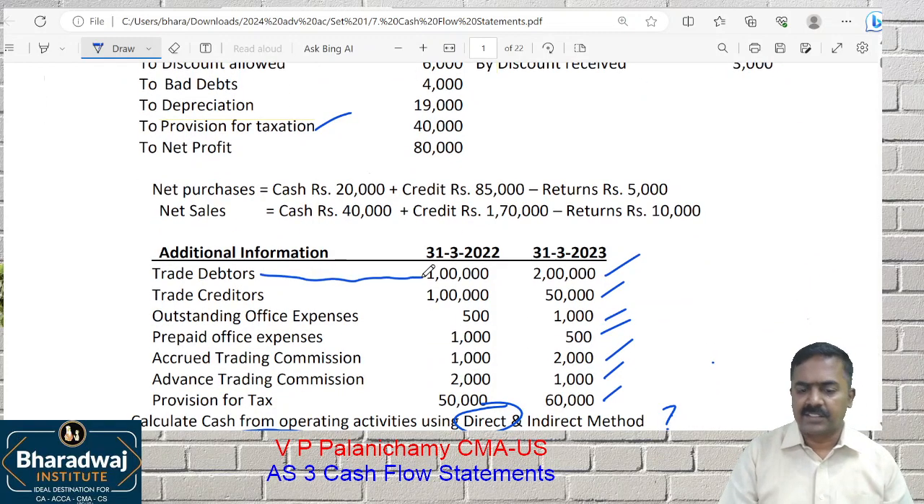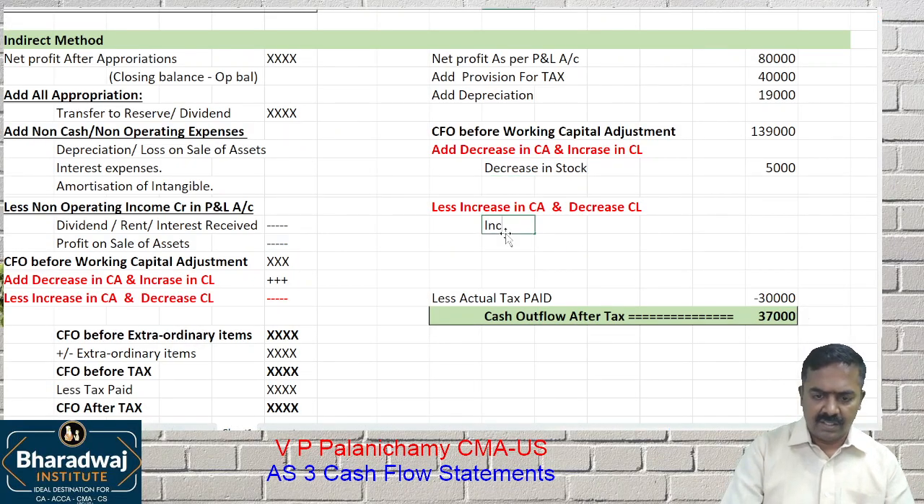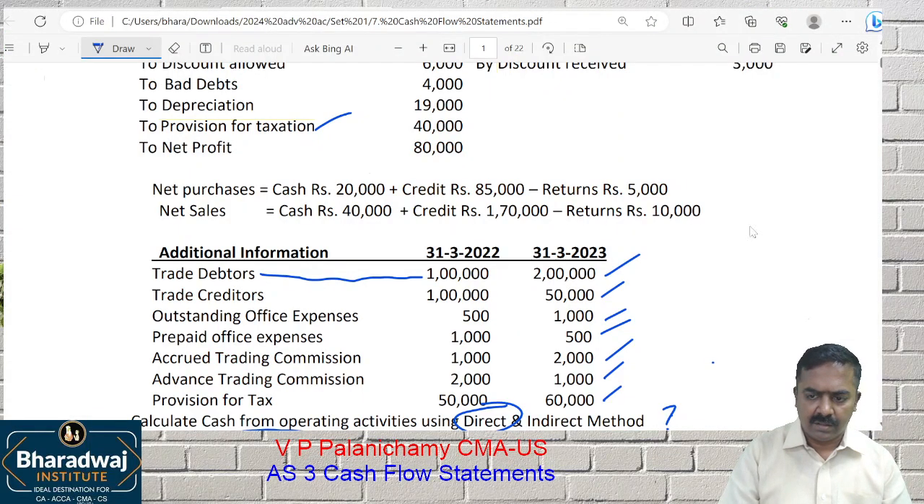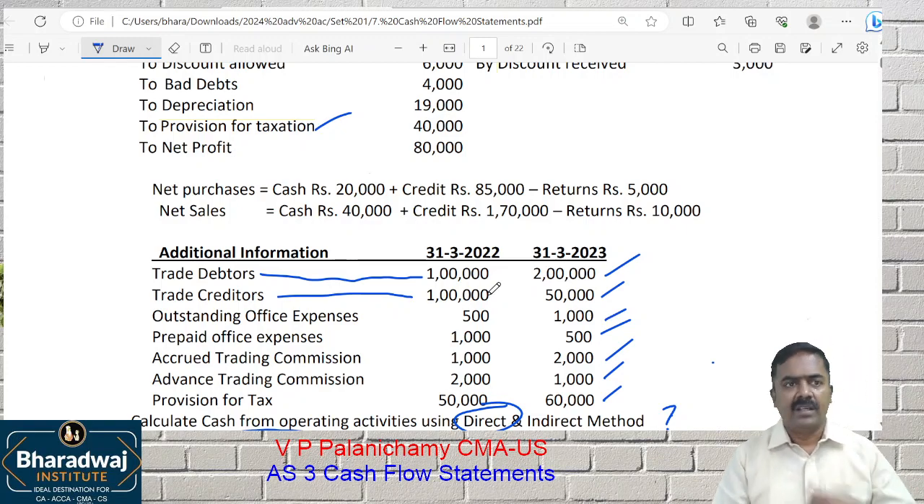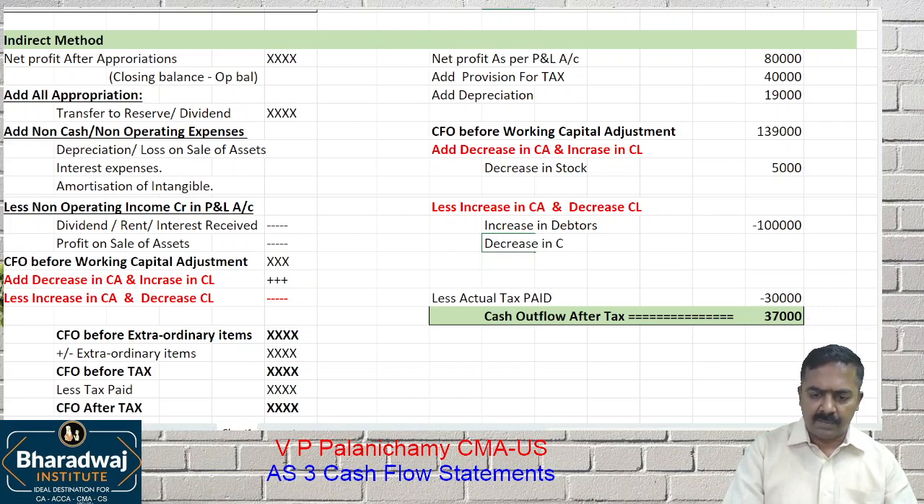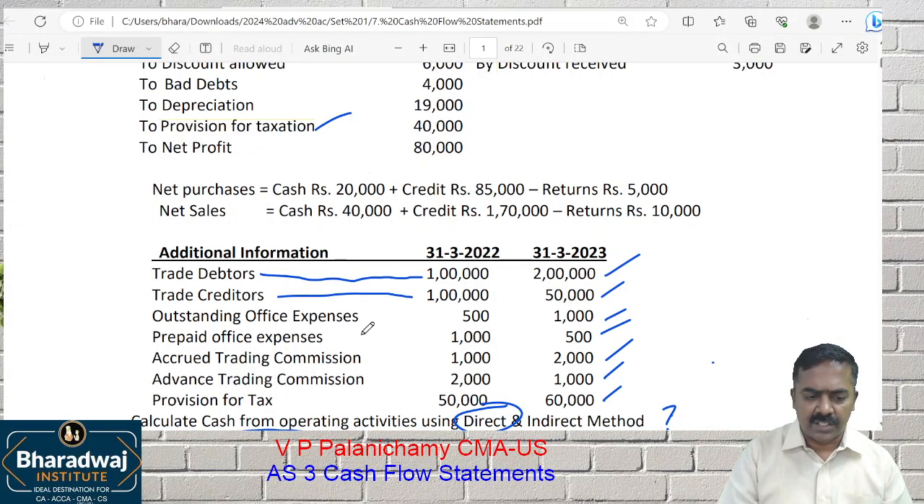Next, debtors. Debtors is a current asset. Increased, so less. Increase in debtors is 1 lakh, so minus 1 lakh. Then creditors: opening balance 1 lakh, closing balance 50,000. It is a current liability, and it reduced, which means we paid the money. Decrease in current liability, creditors, 50,000.